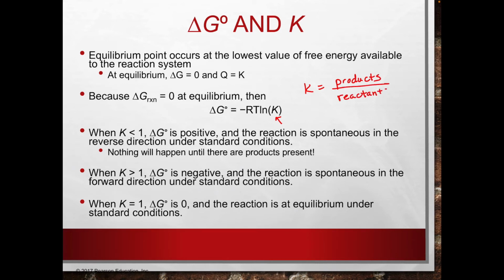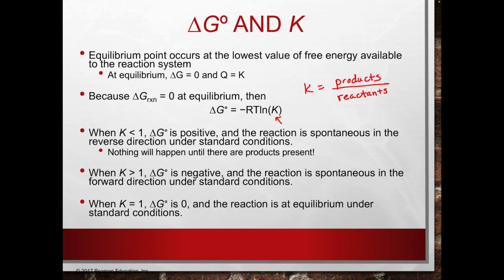So if you'll recall, K is equal to products over reactants. So if K is less than 1, that means that K is really small. So that means our reactants are being favored in that reaction. That will give us a positive delta G because the reaction is spontaneous in the reverse direction in order to make a bunch of reactants. That means nothing will happen with the reaction at all if there are no products present because it needs to shift to the left. And if it doesn't have any products to make reactants, you're just kind of stuck. So essentially that would mean our reaction wouldn't go.